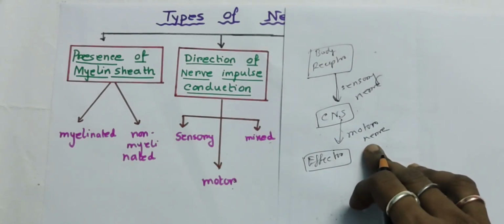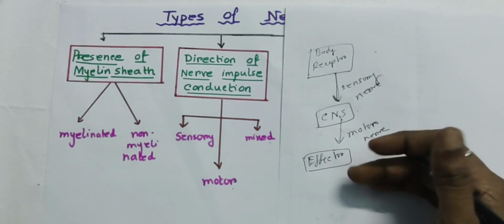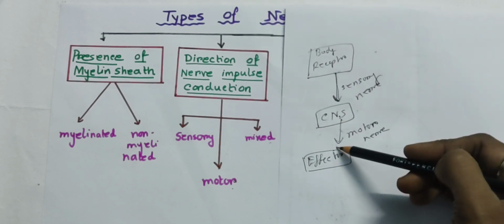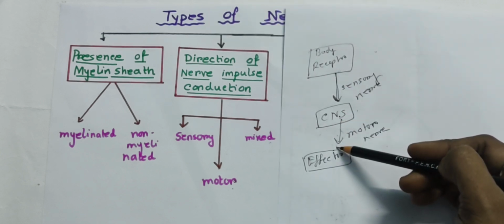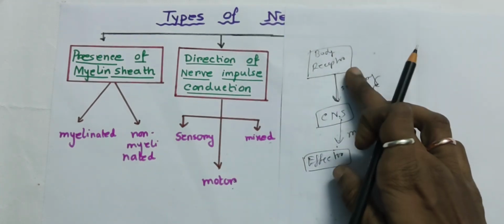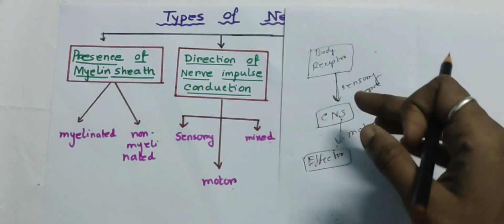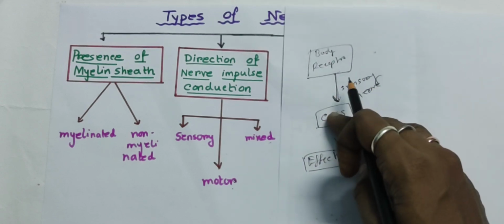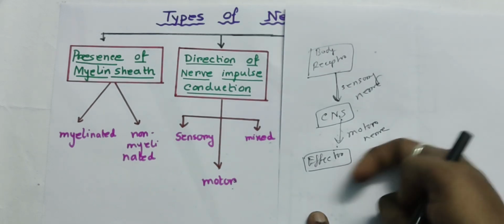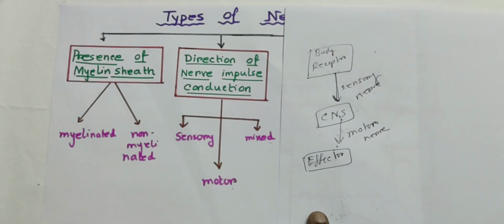Motor nerve. And there are some nerves which conduct in both directions. They act as a sensory as well as a motor neuron. That kind of nerve functions as both sensory and motor. They receive signal from the receptor and send it to the central nervous system, and also the impulse is transmitted from the central nervous system to the effector. So this type of nerve is called the mixed nerve.